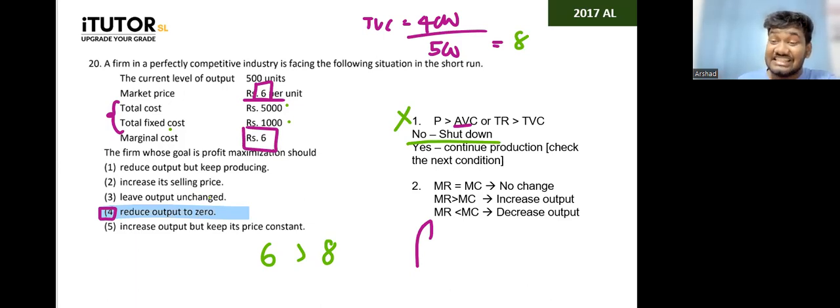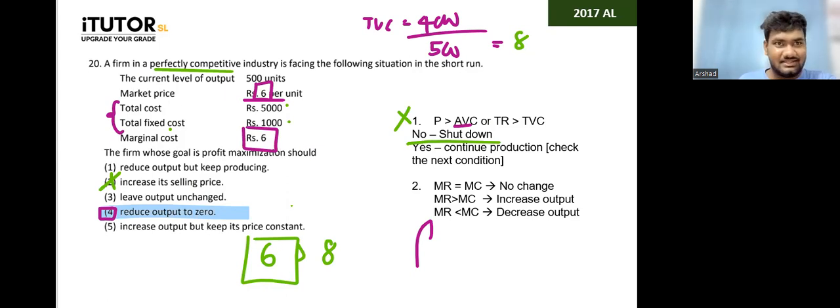Because this is a firm in what, guys? This is a firm in perfect competition. Think, can a firm in perfect competition set their own price? Can they decide and increase their price? They're a price taker, right? Can they say, okay, I'm going to charge 10 rupees now? You can't. They're a price taker. So they can't change this 6. They will sell at 6. They can't change that. That is why number 2 is also wrong.